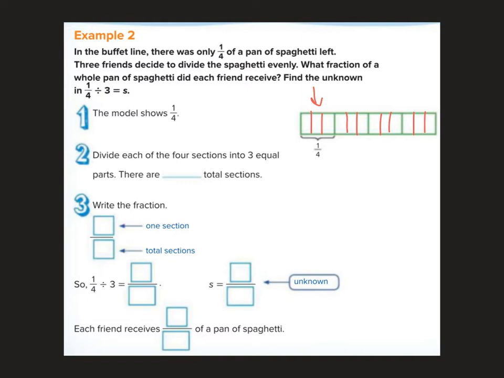Okay, so now how many total parts are in the whole spaghetti pan? 3, 6, 9, 12 total pieces. Okay, so there are 12 total pieces in the spaghetti pan. One section is 1. Total sections are 12. So 1/4 divided by 3 is 1/12. Are you noticing any patterns here?